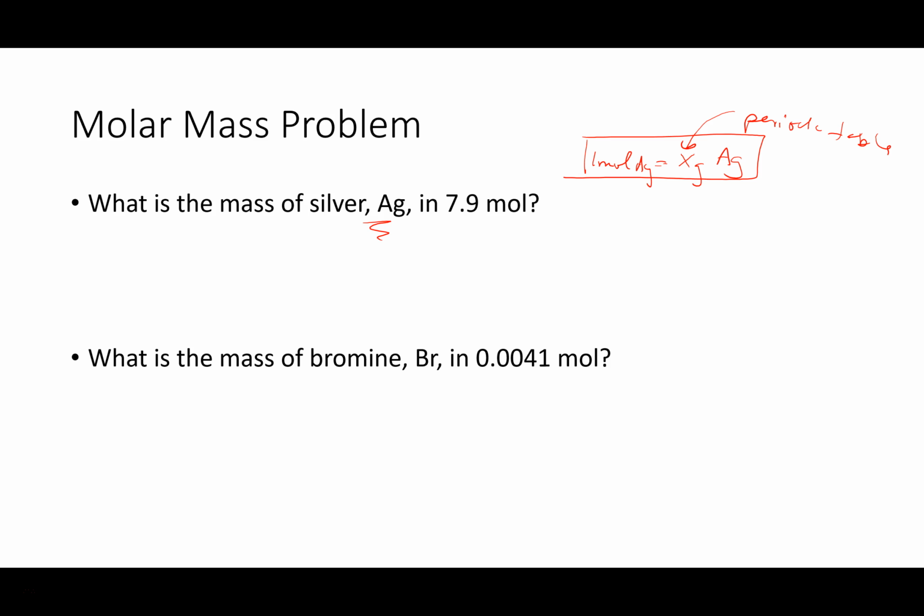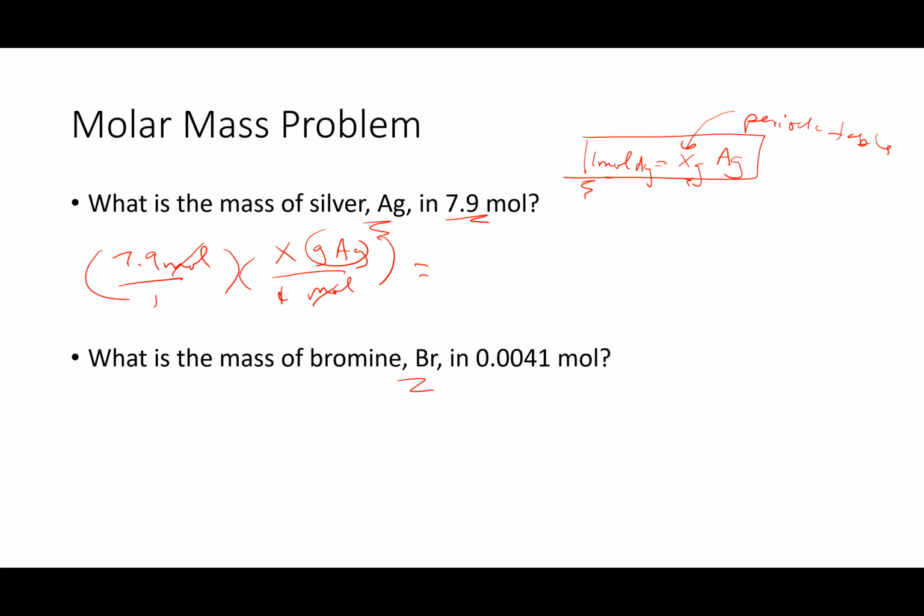So then what you're going to do is the first number is going to be 7.9 moles over 1. And can you see where I'm going? I want moles to cancel, and I want to be left with grams of Ag. So I'm going to put 1 mole on the bottom, and I'm going to put this X grams that I got from the periodic table. So moles will cancel, and I'm left with units of grams.